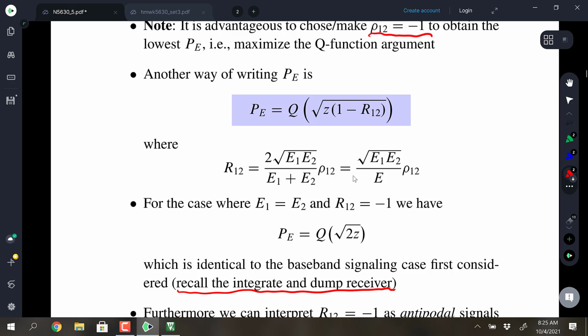Yeah, it is. I think it is dimensional, because we have the square root of E1 times E2, so that is units of energy, and the denominator is energy, and rho is dimensionless. I'm not exactly sure why he does this, and I don't use it in my studying of modulation theory, but he has this notation in the book.